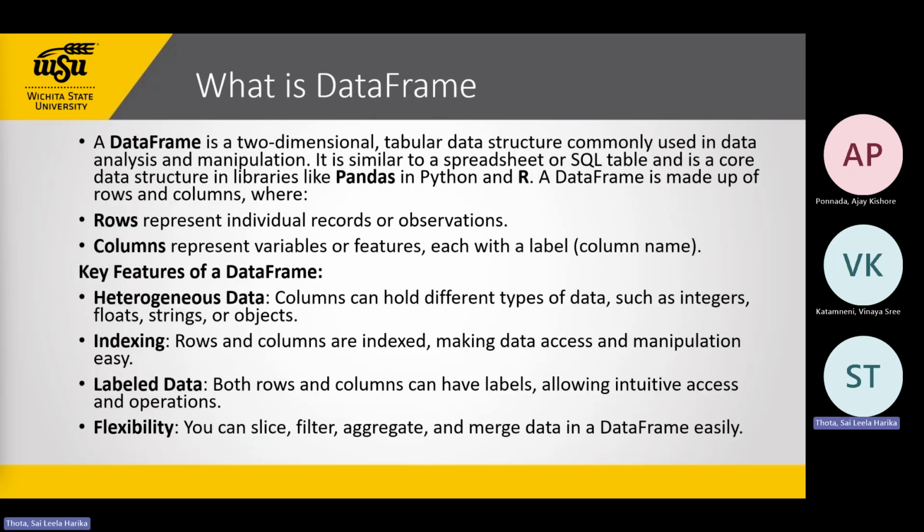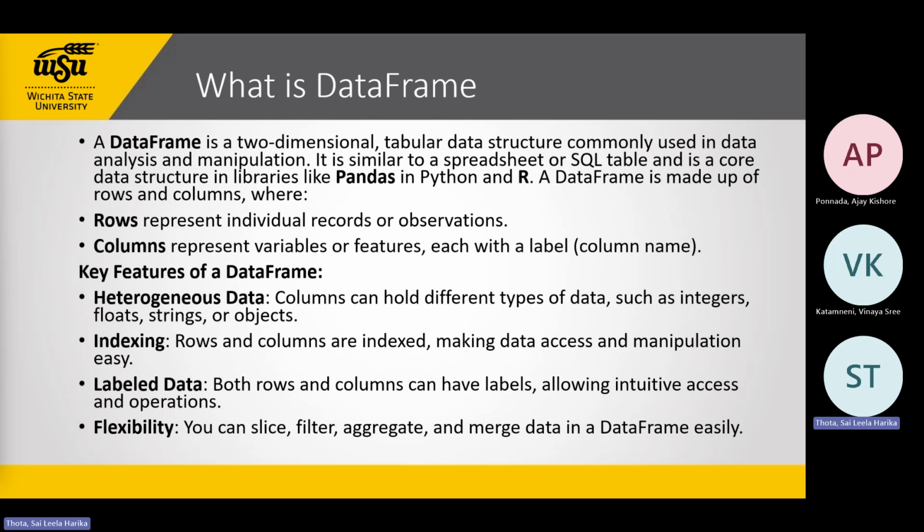Okay. Now, what is a data frame? A data frame is a two-dimensional structure. As we discussed before, it contains rows, columns, and index. The rows represent the individual records. So there is another name for the rows, which is records. The rows are also called records. And columns are also called attributes.